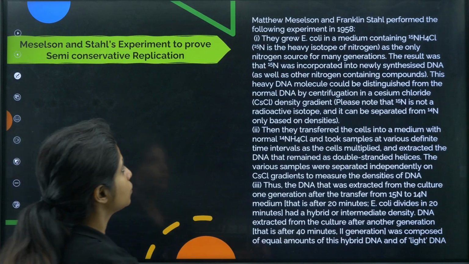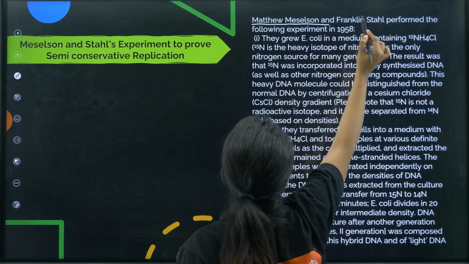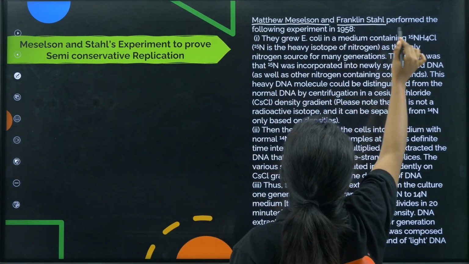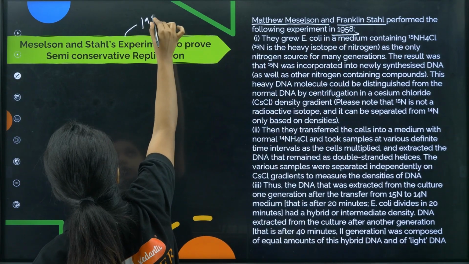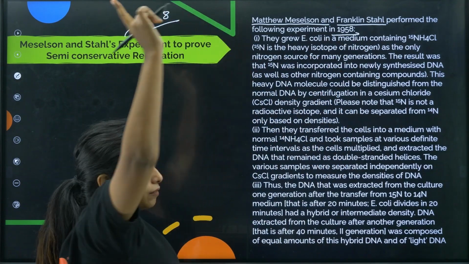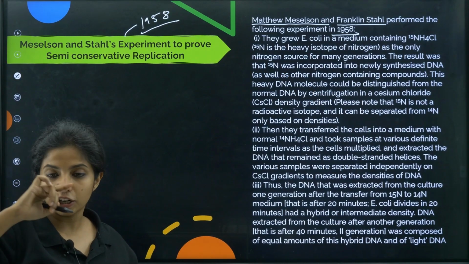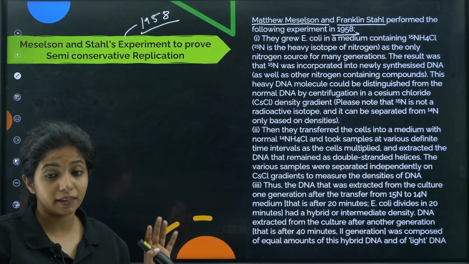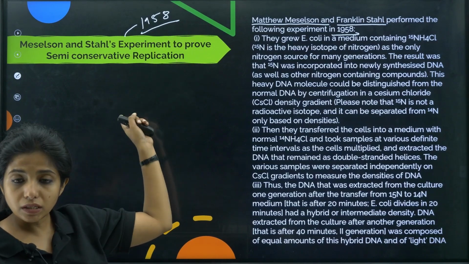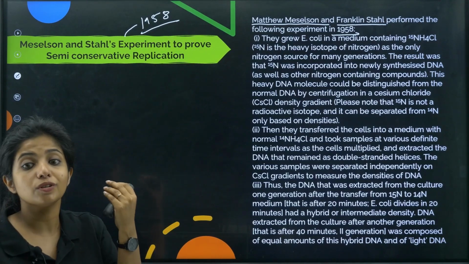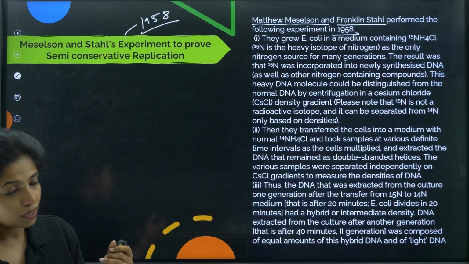Let's see that. So it was Matthew Meselson and Franklin Stahl who performed the following experiment in the year 1958. In 1952, Hershey and Chase did their experiment proving that DNA is the genetic material. Over here in 1958, almost 6 years afterwards, Meselson and Stahl did their experiment to prove semi-conservative replication as well. So what did they do?